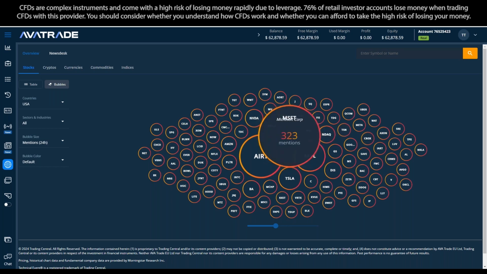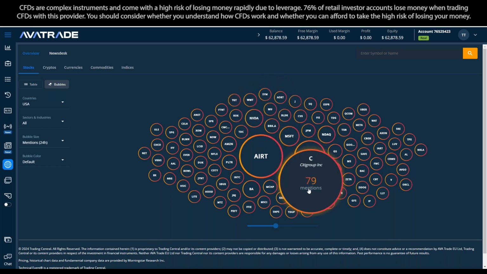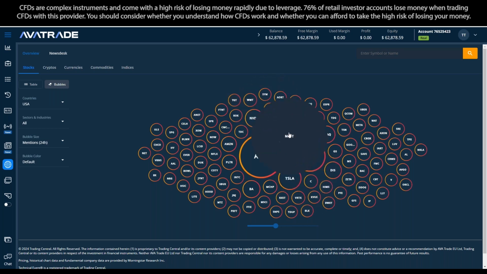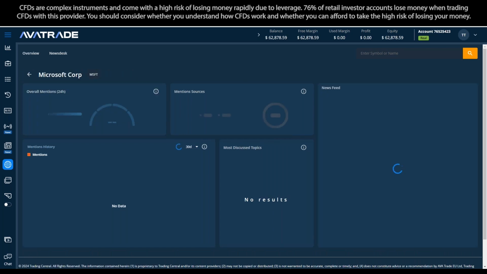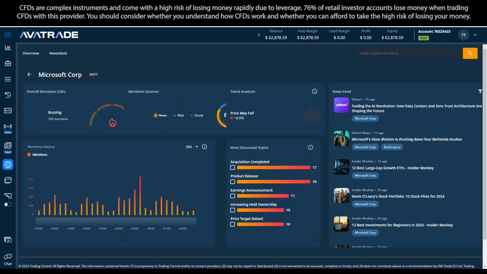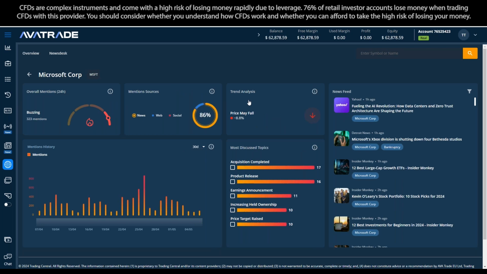And we can pick really anything. Right now we're in the stocks. You can look at cryptocurrencies, standard currencies, commodities, indices, pretty much everything we offer, and see what kind of articles are out there on different instruments. And I can just randomly select something here. This is Microsoft. It looks like the trend analysis is negative. In terms of the price, it's expected that Microsoft might drop over 8% moving forward in the near term.